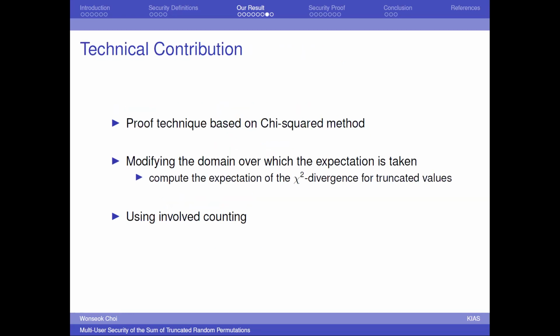For technical contribution, we used a proof technique based on the chi-squared method. For the chi-squared method, we should compute the expectation of the chi-squared divergence for the sum of truncated values. It was not easy, and almost impossible on the first attempt. So we needed to modify the domain over which the expectation is taken. We also needed to use inverse counting, because if you count some numbers loosely, it immediately makes the whole bound looser.